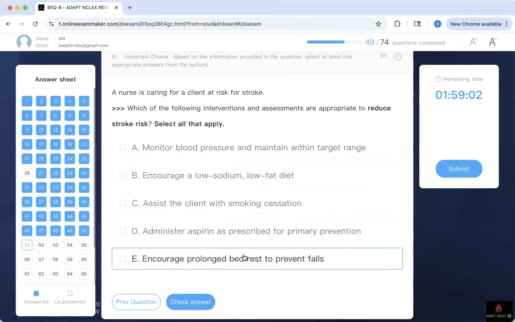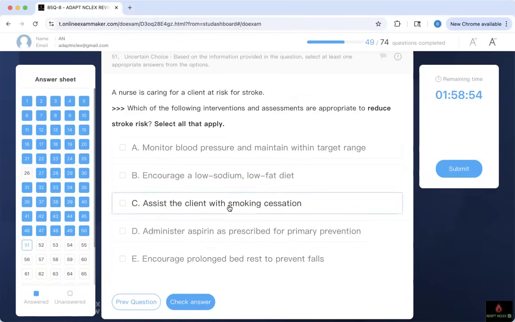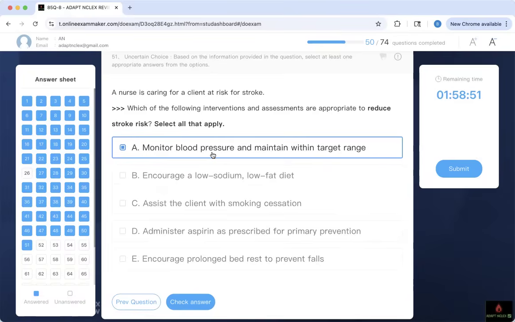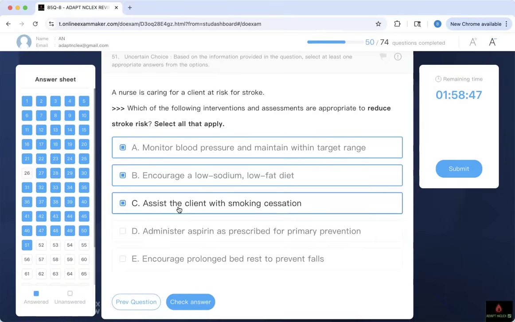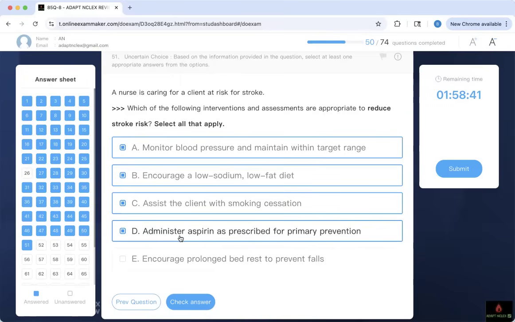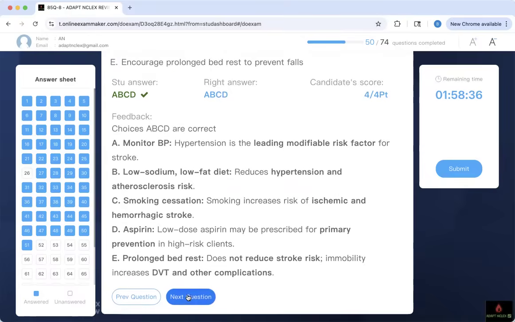What are we doing? Risk reduction. How can you prevent stroke in this patient? Health promotion. Maintain the blood pressure. Low salt diet. Smoking cessation. What do you think? Aspirin as primary prevention. Prolonged bed rest, you're going to have DVT. Bad problem.